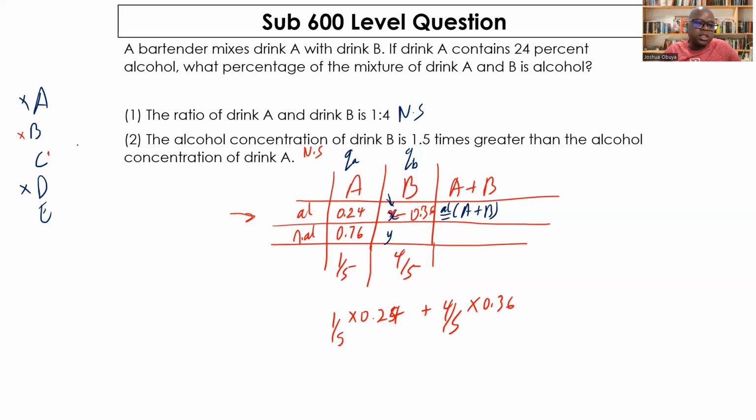So therefore, C is the answer, where both A and B combined are sufficient, but independently they are not sufficient, as has been seen.